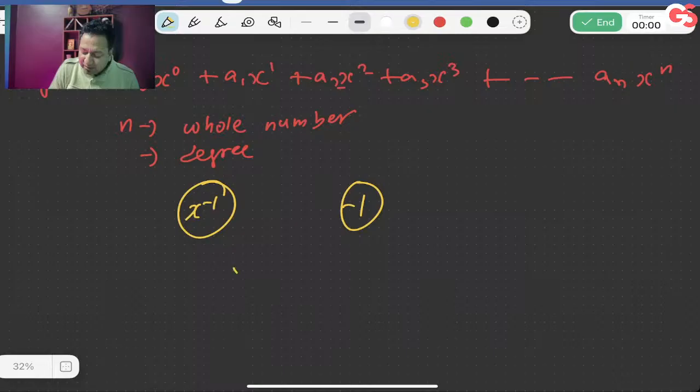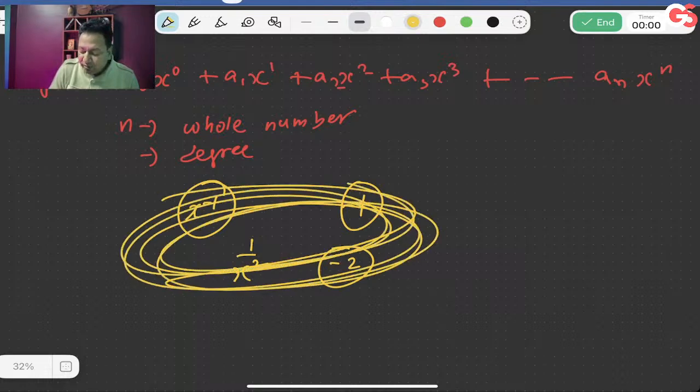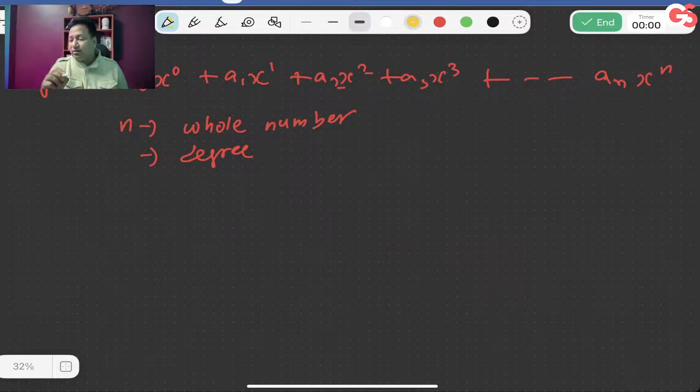या x की पावर 1/x² का डिग्री क्या, लोग बोलते हैं -2 है यार, ये गलत है. You know what? Degree exists only for polynomial, and a polynomial by definition is something where degree is always a whole number. It can never be fractional, it can never be negative number. Yeah, do you understand this? First of all, tell me yes or no. Is that clear? That is one thing.